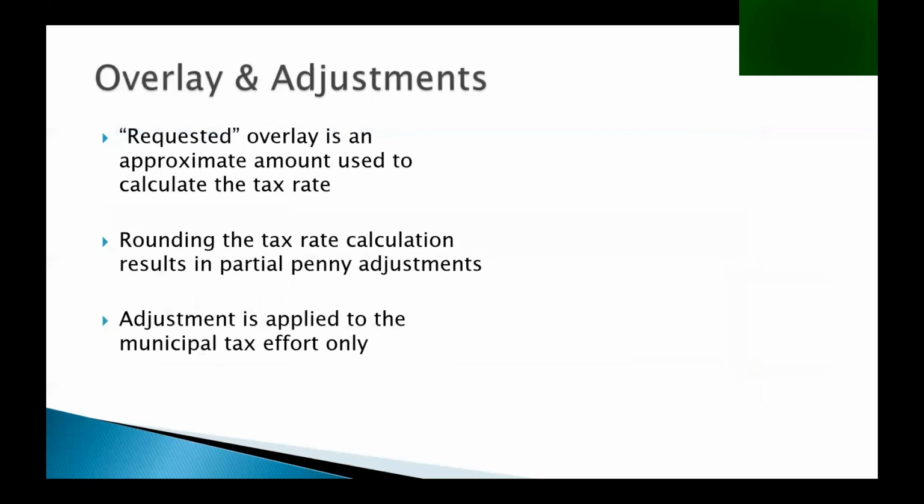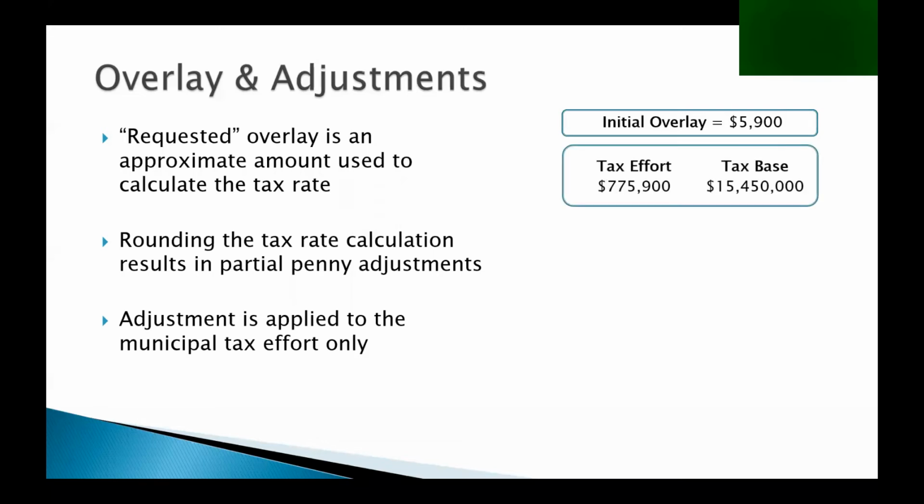Now, you don't need to be overly concerned with the math here, but we'd like to take the opportunity to explain it to everybody so you have in the back of your mind how it all works and how rounding impacts this whole process. So you start out with an initial overlay. In this case, we'll just say it's $5,900. And you know your initial tax effort and your tax base. So we've got to pay for $775,900, and our community's worth a little over $15 million.